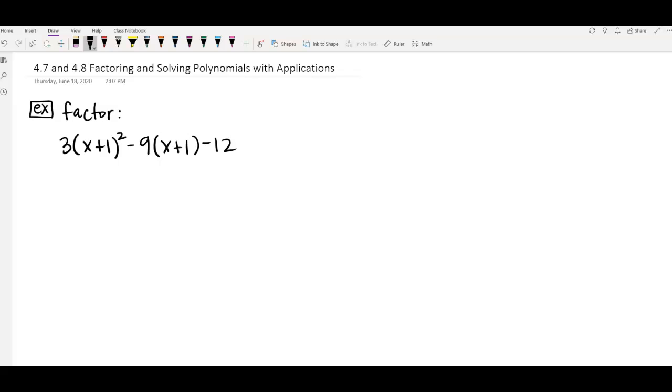Because some students ask me, well, can't I just FOIL out this x plus 1, distribute the 3, distribute the negative 9 through, get this big long polynomial, combine like terms, and then factor it? And you can. That is a perfectly good way to do it. However, there's going to be some things that we are going to talk about where you're not going to be able to do it that way. And this is called substitution that I'm going to be showing you.